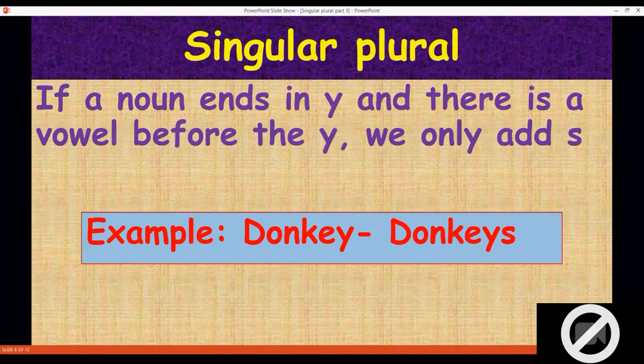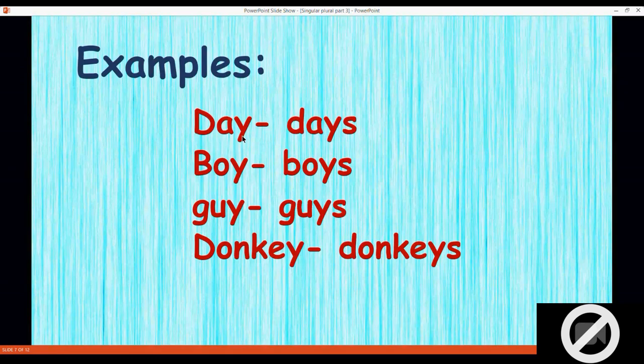Okay, let's see some examples. The first word has the last letter Y, and we have a vowel before the Y. So we should add S to make it a plural.